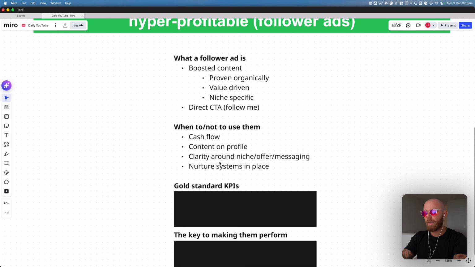But on the flip side of that, if you do have very good content on your profile already, then sure, you can definitely look at running these ads.